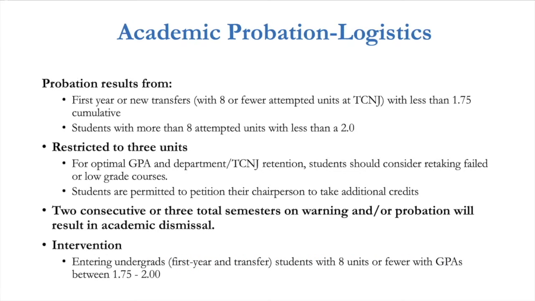A few details on probation. First year or new transfers, so students with 8 or fewer attempted units at TCNJ with less than a 1.7 cumulative GPA go on probation, or students with more than 8 attempted units with less than a 2.0. If a student is on probation, they are restricted to 3 units.